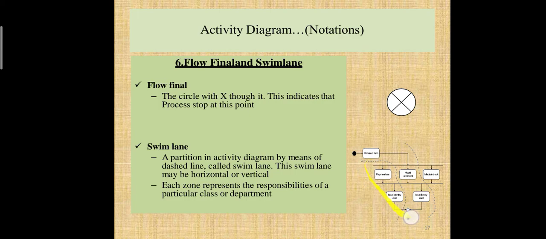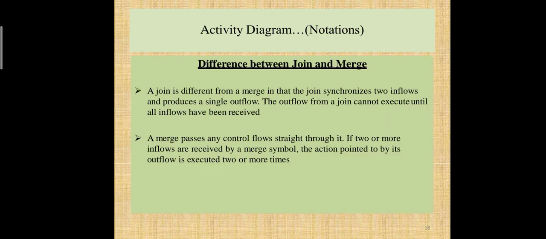Here we are showing the swim lanes. They partition our activity diagram. They are called swim lanes. A swim lane may be horizontal or vertical. You can show it in a horizontal way or a vertical way. The dashed line is used between the activities to make partitions between them. Each zone represents the responsibilities of a particular class or department.